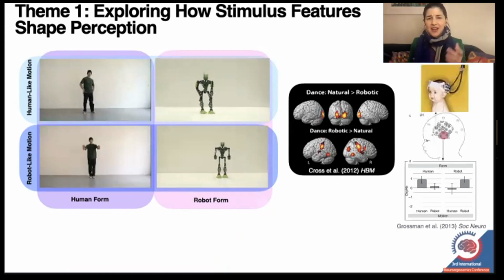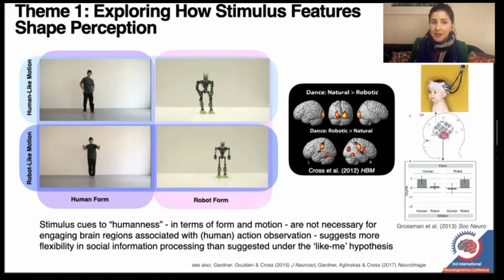Interestingly as well, we ran a not identical study, but with the same stimuli, with functional near-infrared spectroscopy with 4-month-old infants. And we find some really interesting corresponding evidence that suggests even very early in development, when infants have very little experience with the world, we're seeing similar patterns of findings using fNIRS in the infant brain. So what we can conclude from this is that stimulus cues to humanness in terms of form and motion weren't necessarily necessary for engaging brain regions associated with human action observation. And this is already the first chink in the armor to suggest that when we're seeing robots, there's a lot more flexibility in social information processing going on than what lots and lots of social cognition work with humans might suggest in terms of how special humans are.